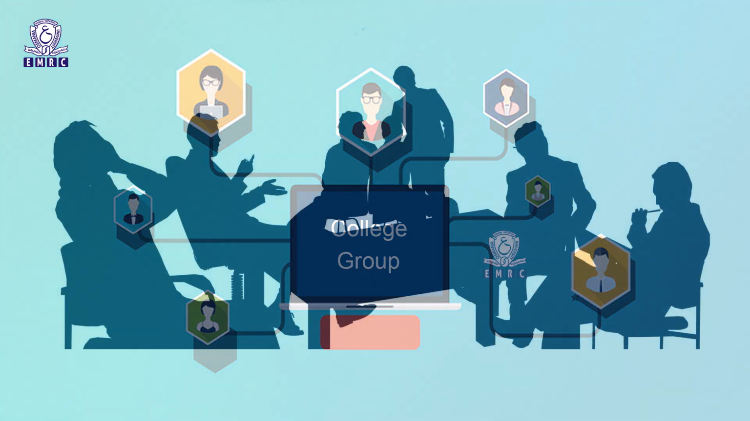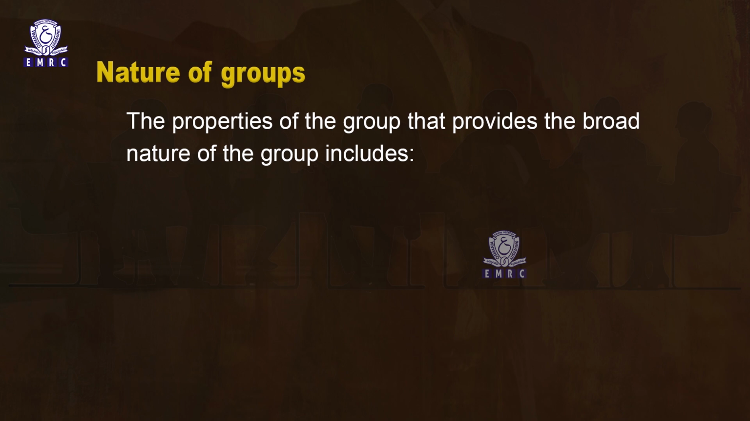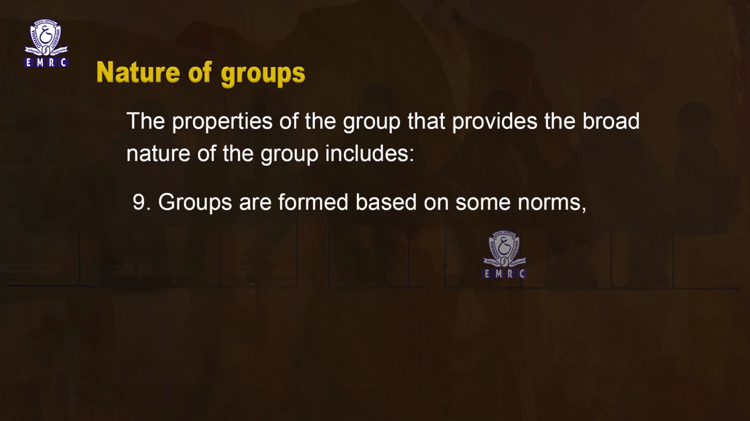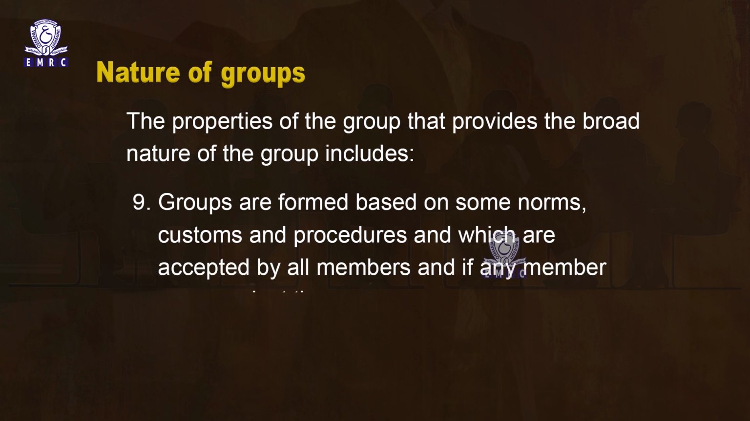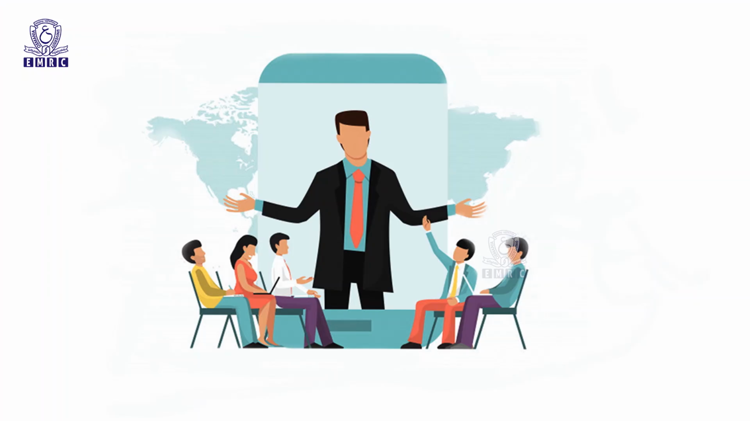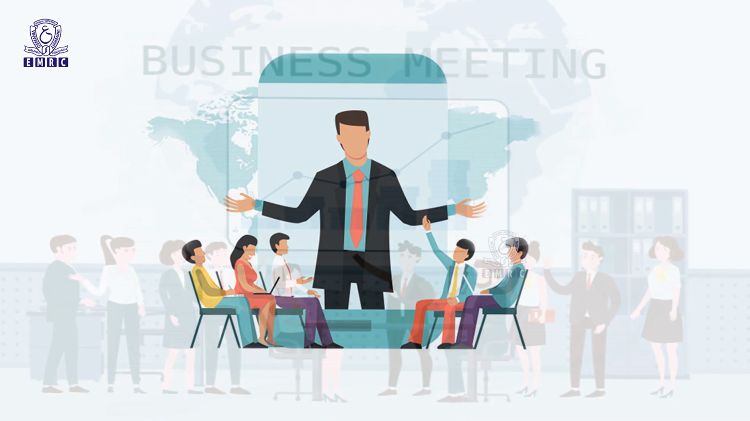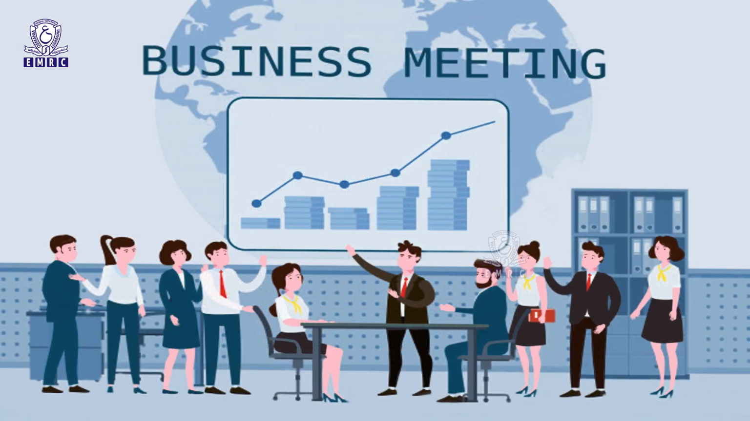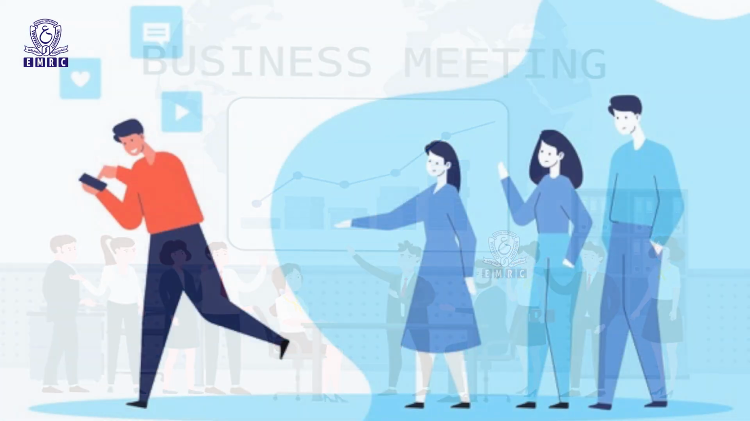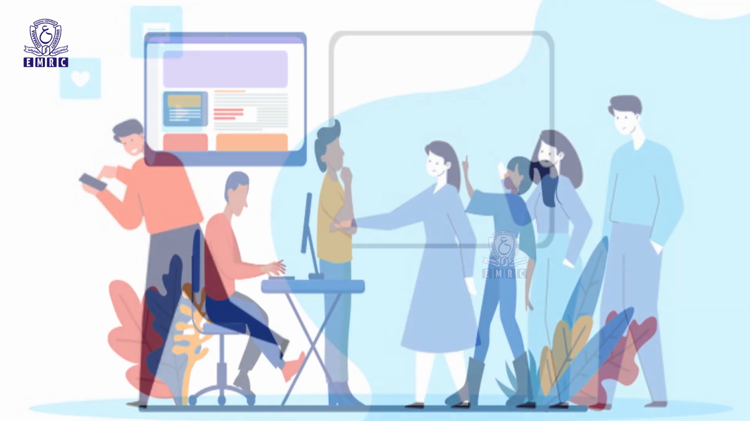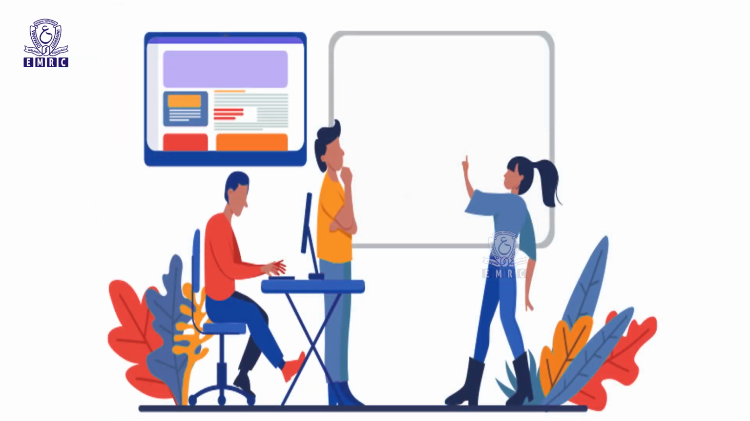Another important point to remember about the nature of groups is that groups are formed based on some norms, customs and procedures, which are accepted by all members. Sometimes a member can go against the norms, and then they may face consequences. Consequences can be rejecting the person, expelling the person, or warning the person in the group.